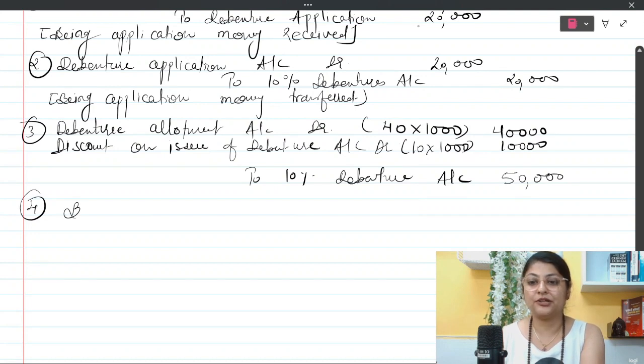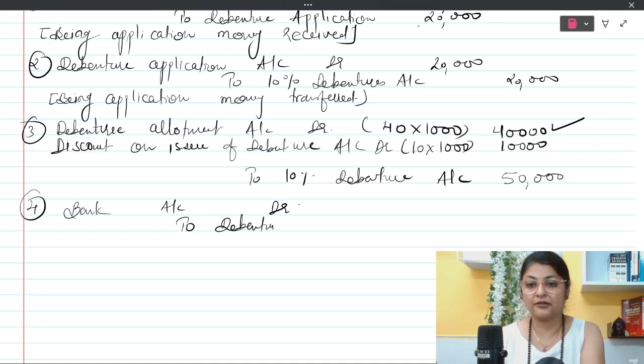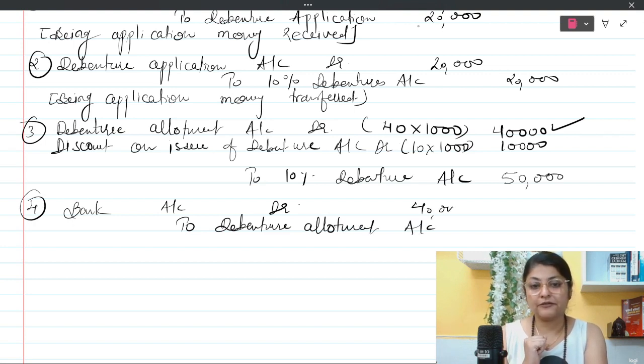Now the next entry is receiving of this debenture allotment. So remember that you are taking less amount from the debenture holder. That is why we will not write 50,000. We will write the same amount that we have written here, 40,000 rupees. You are receiving from debenture holders 40,000 rupees at the time of allotment. Debenture allotment account will be credited with 40,000, with the same amount it was debited also.